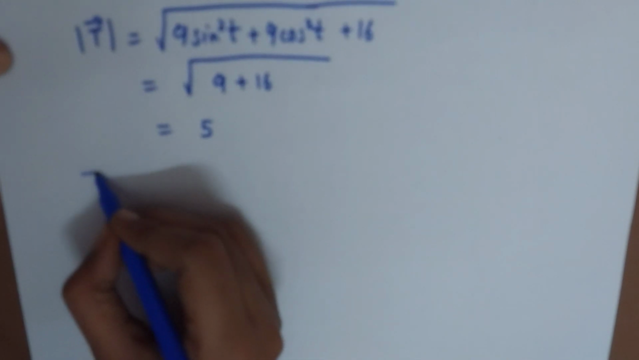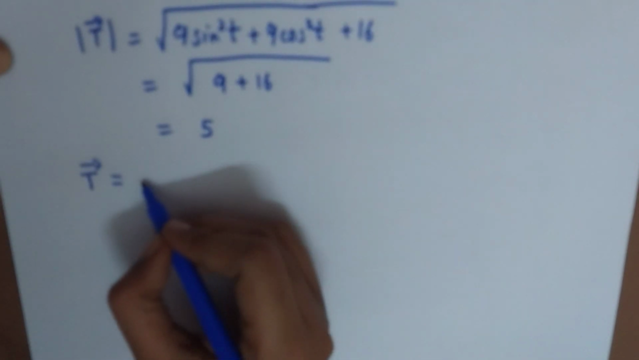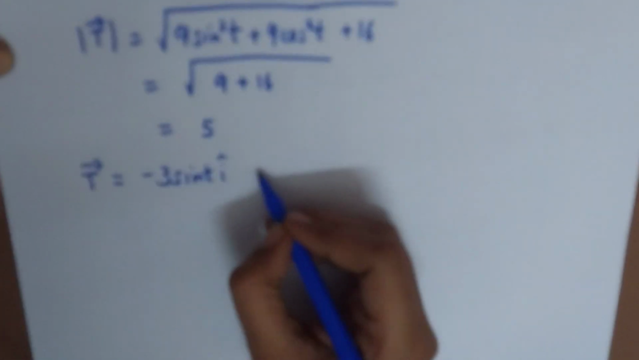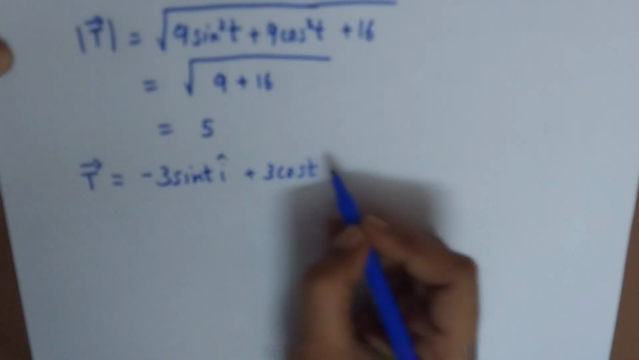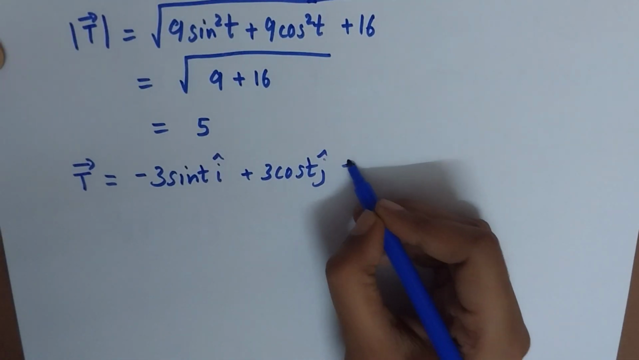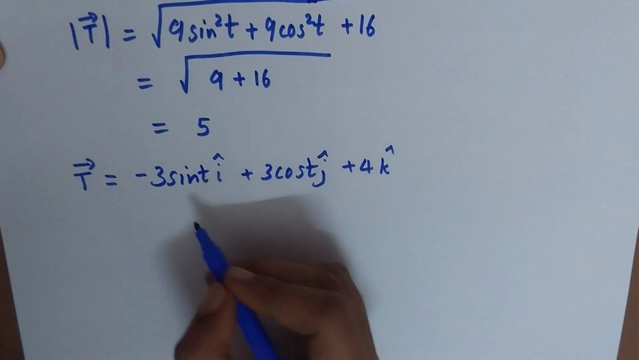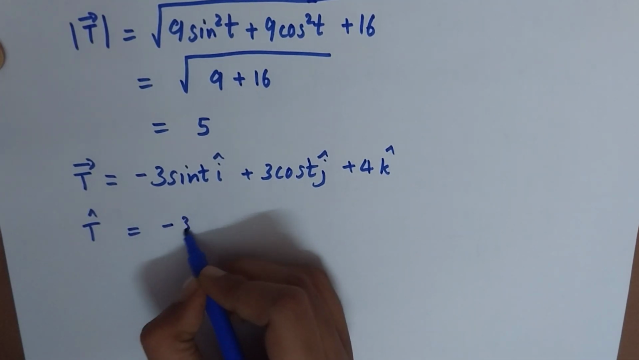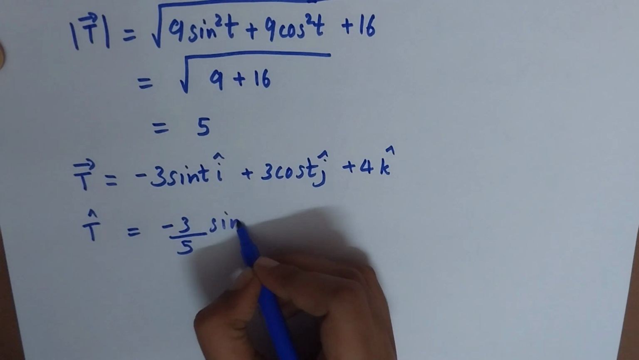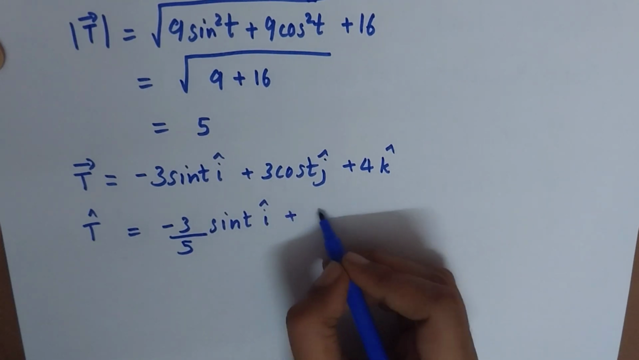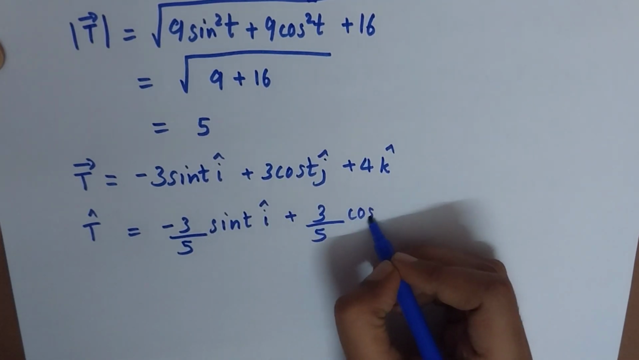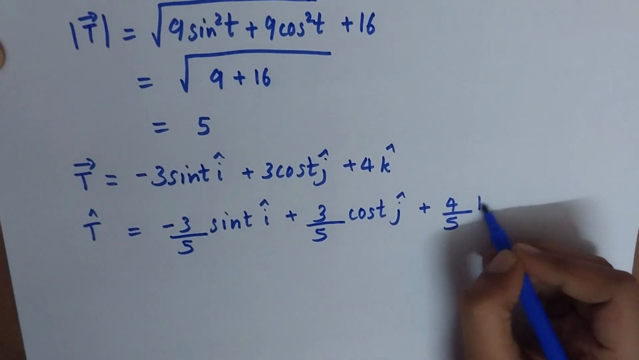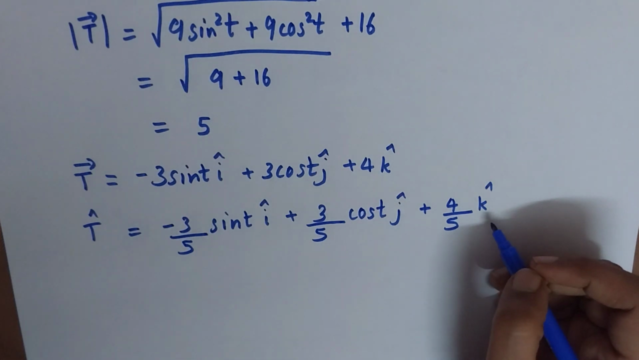Now our tangent vector was minus 3 sin t i cap plus 3 cos t j cap plus 4 k cap. So our unit tangent vector is minus 3 by 5 sin t i cap plus 3 by 5 cos t j cap plus 4 by 5 k cap. This is the answer.